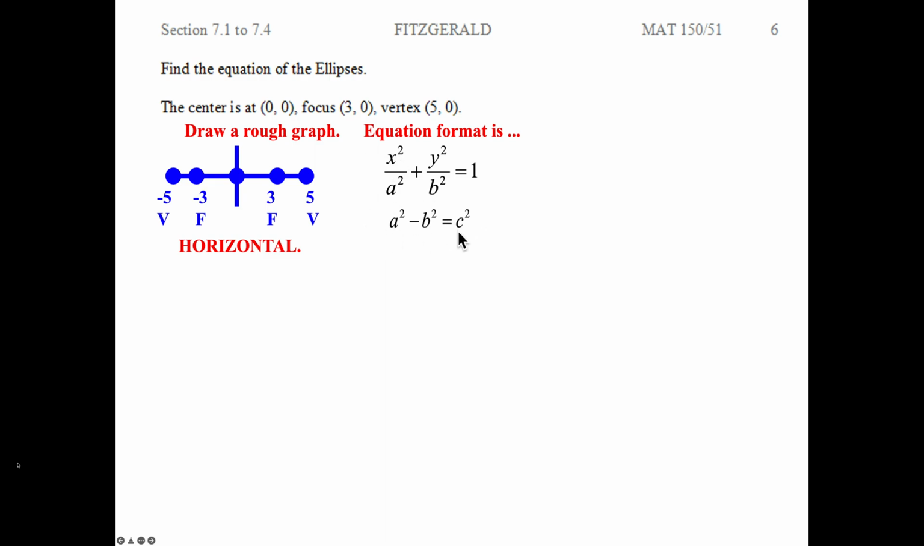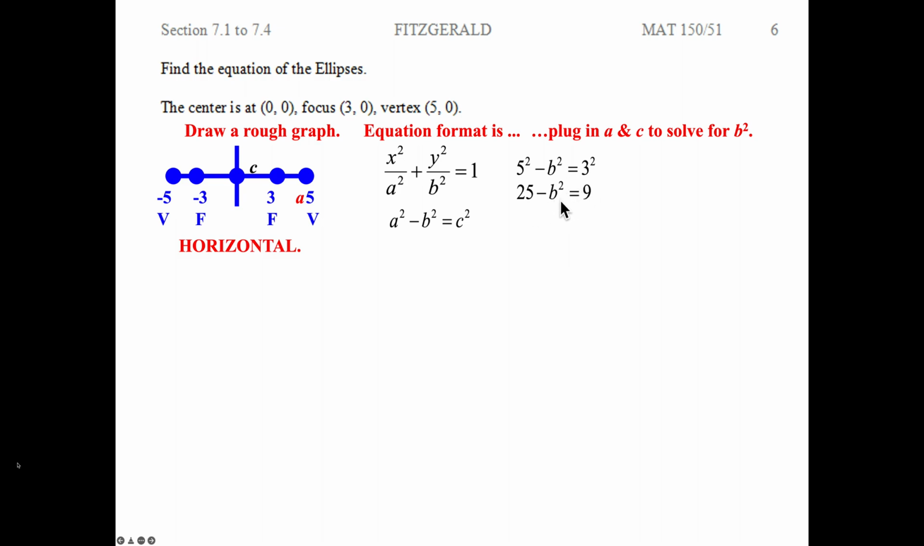We're always going to use our Pythagorean theorem here with the minus sign, because what you're going to notice is that they predominantly give you the foci and the vertices. So we'll always have to find the b squared. So in this case, a is going to be a distance of 5, and the distance from 0 to 3 is 3 for the c value for the foci. So 5 squared minus b squared equals 3 squared, or 25 minus b squared equals 9. So all we have to do is solve this for b squared.